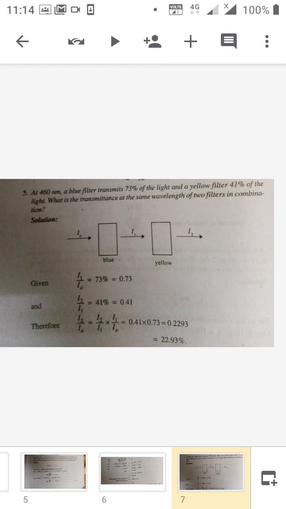So here we discussed the problems in Beer-Lambert law. In university questions, they will ask by changing the intensity of the light, or changing the concentration, or changing the path length of the cuvette, or sometimes they will ask for the epsilon.